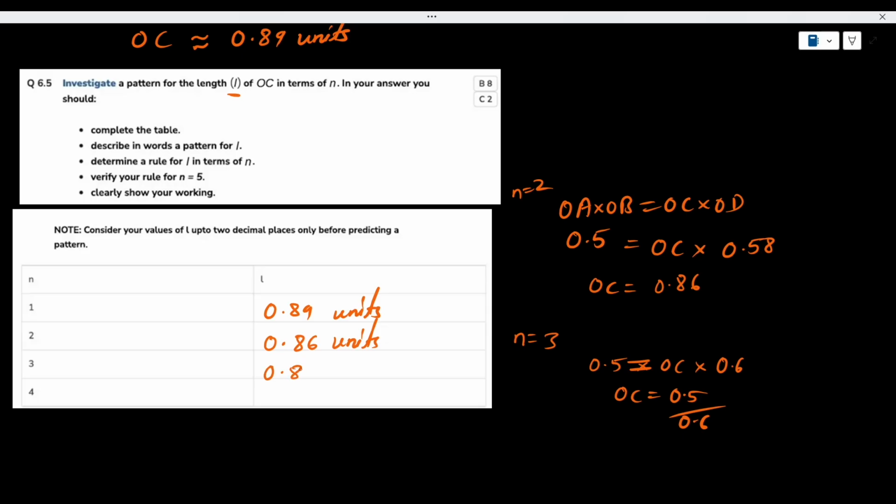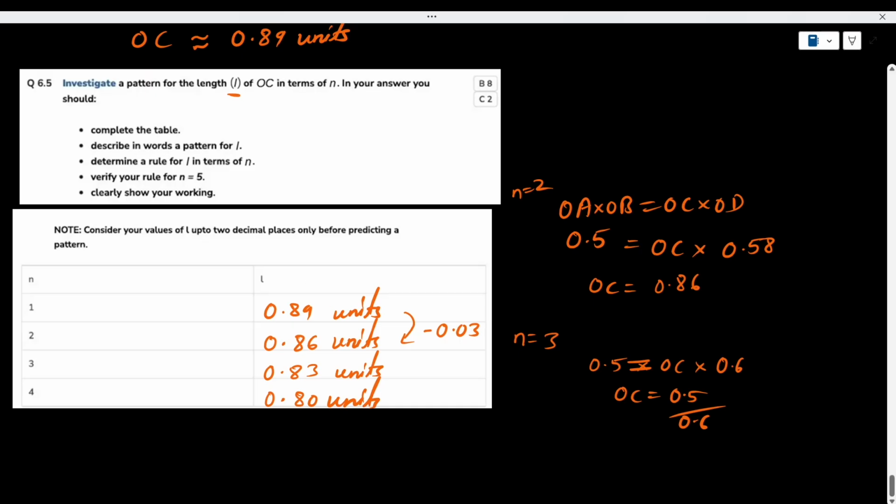Now you can derive the pattern, because you can see that the next fourth term is going to be decreased by 0.03, right? So 83, if I'm doing subtraction, will become 80 units. So till the fourth term, you need to find out here. You have completed the table.